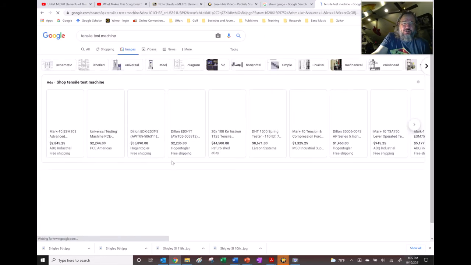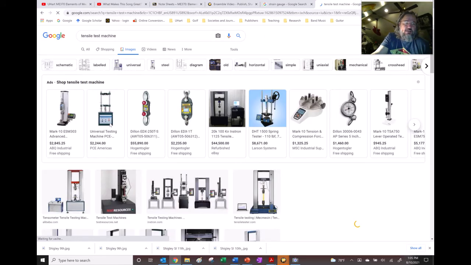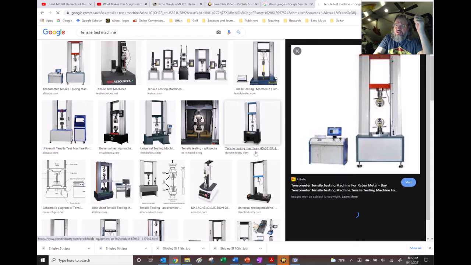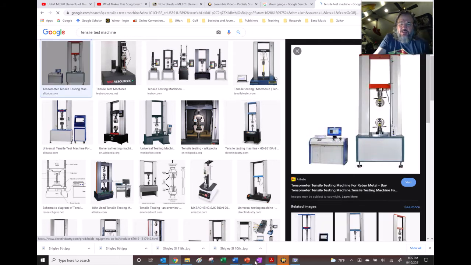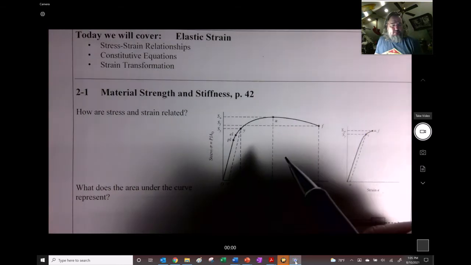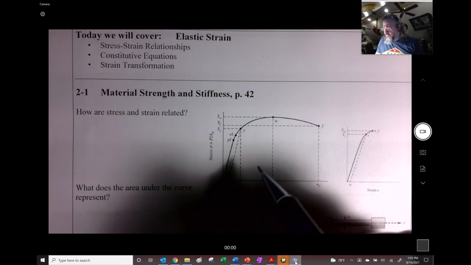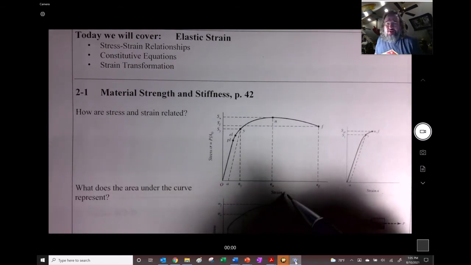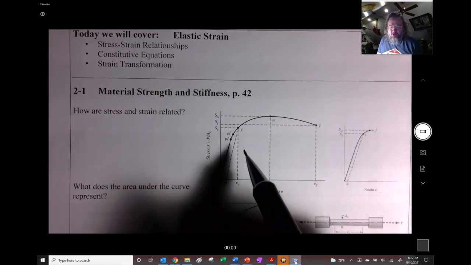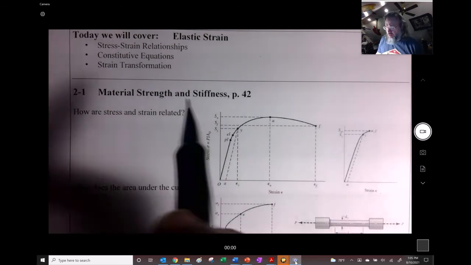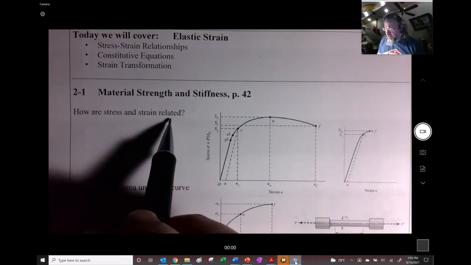You probably did this in mechanics of materials, or excuse me, material science class. You'll have some type of machine that will pull the thing, and it knows how much force is being applied, and it measures how much displacement. And so by calculating this force and dividing it by the area, and taking the amount of deflection and dividing it by the original length, we're able to come up with this relationship right here.